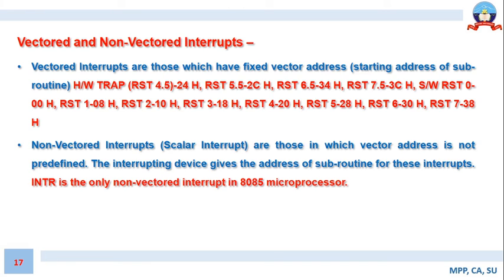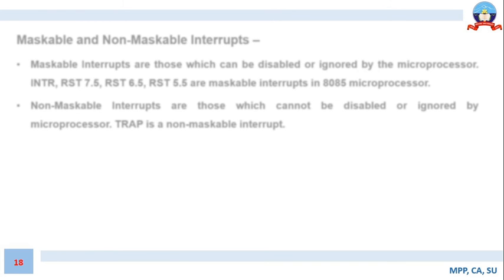Likewise, we have non-vectored interrupts. So non-vectored interrupts are interrupts for which the processor does not know the vector address, so the vector address is not predefined. So the interrupting device gives the address of the subroutine for these interrupts. So INTR is a typical example of a non-vectored interrupt in the case of the 8085 microprocessor. So these examples are in correlation with the 8085 microprocessor. So this is the way you distinguish between vectored and non-vectored interrupts.